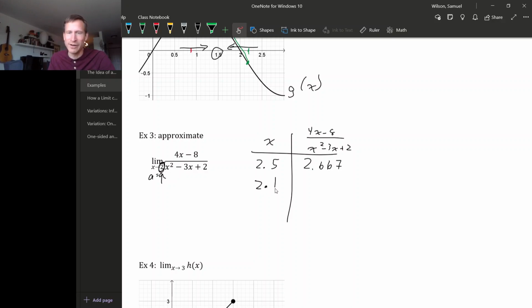How about 2.1? If we plug that into this function, we get 3.6364, something like that. So now the number that we plugged in is only a tenth away from 2, but still that isn't very close.